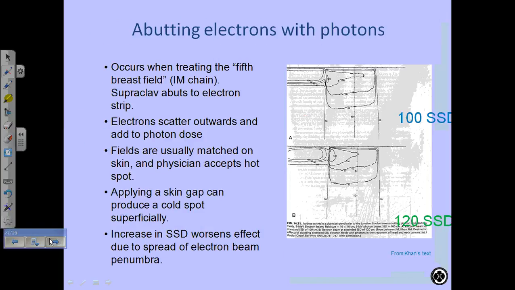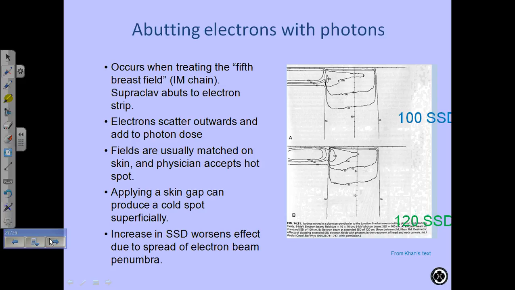But now, what about abutting electrons with photons? Now, this top one, we can see an electron field up here at 100 SSD, an electron field on the left and a photon field on the right. And down here, we have an electron field on the left again, and a photon field, but at a different SSD, at 120 SSD. So, what are the issues?